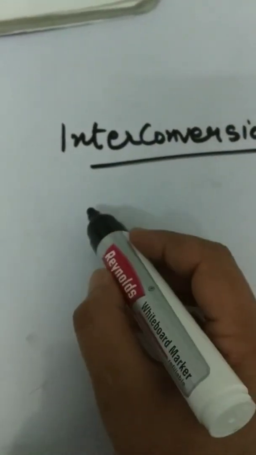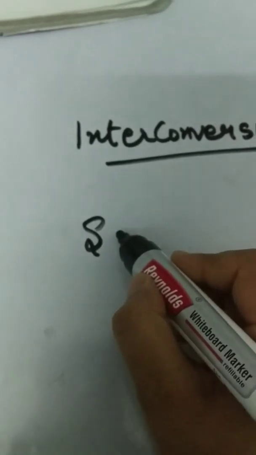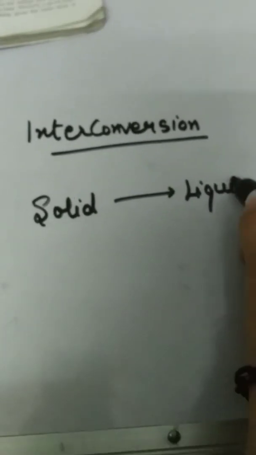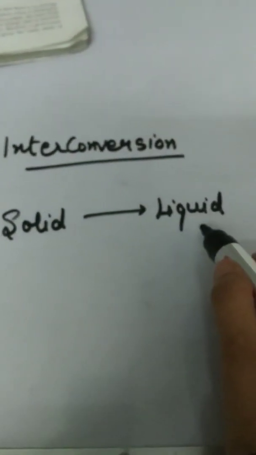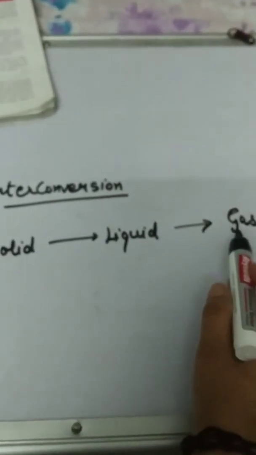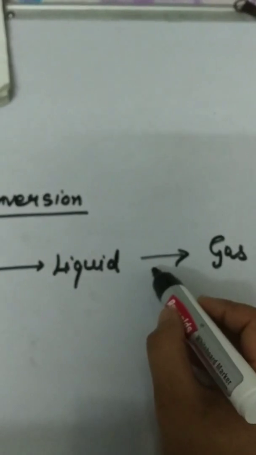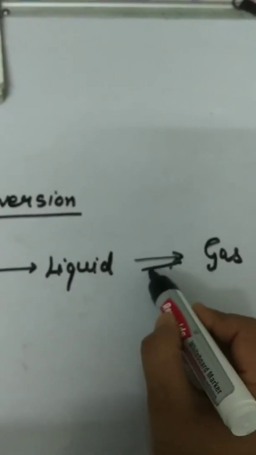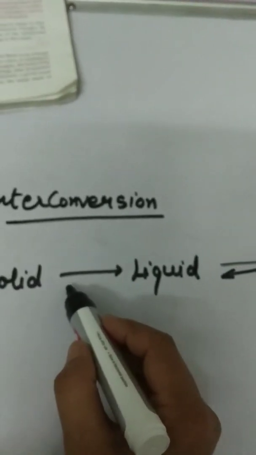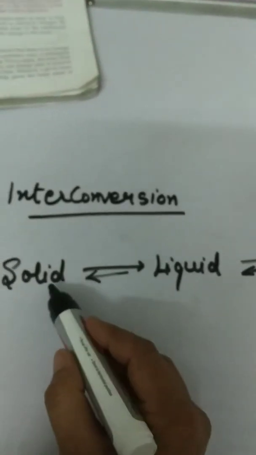Interconversion means when one state of matter changes into another: solid changes into liquid, liquid changes into gas. Once again, when we cool it, gas changes into liquid, and liquid changes into solid.